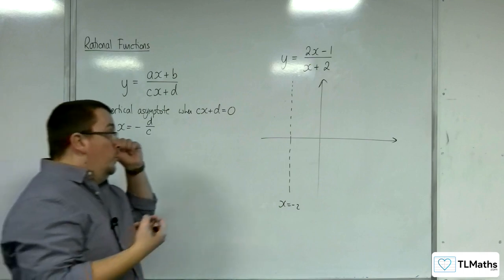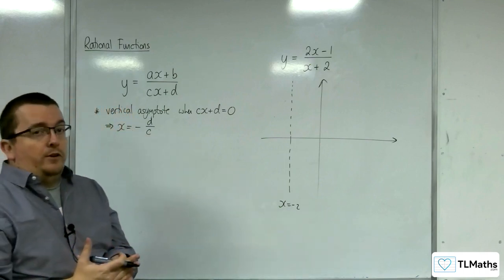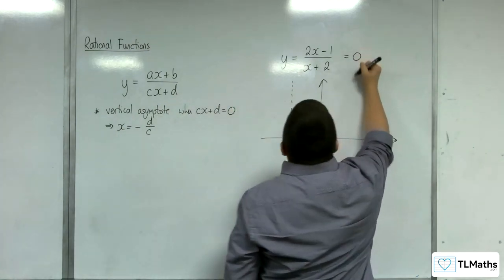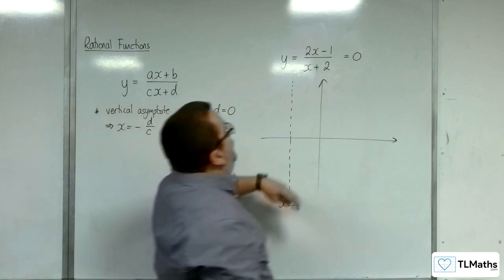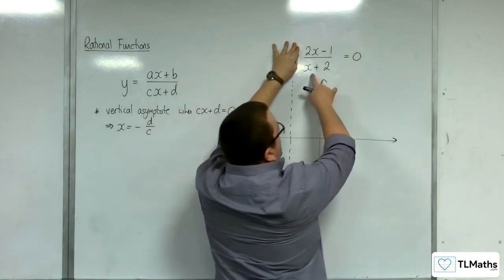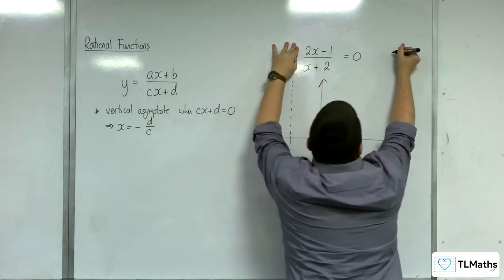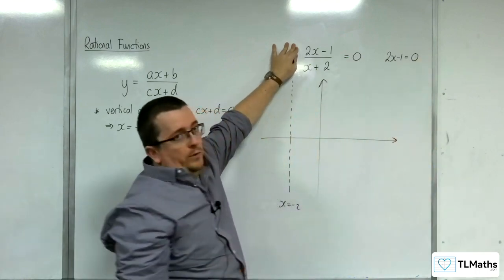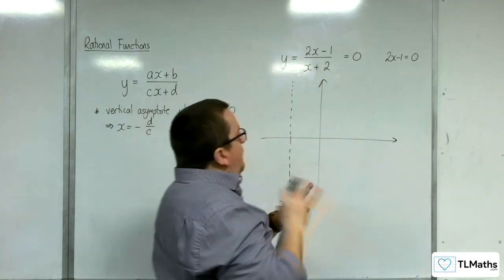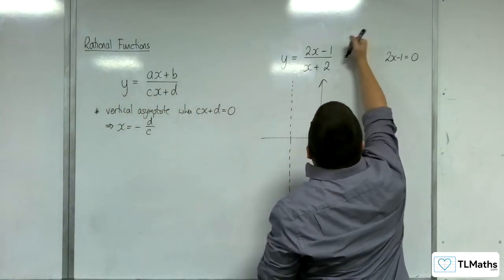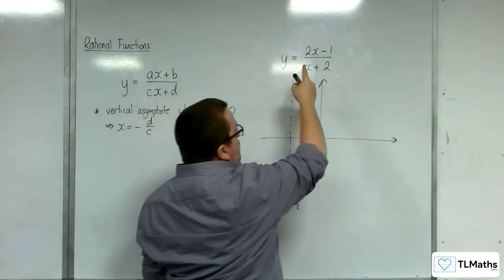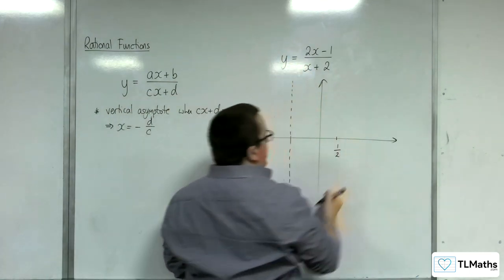What's the next thing that I do? Well, the next thing is I look to see where the graph is going to cross the x-axis. Now, a graph crosses the x-axis when y is 0. The only way that this can be equal to 0 is if the numerator is 0. The only way any fraction can be 0 is if the numerator is 0. Because if I multiply both sides by the x plus 2, I automatically get 2x minus 1 is equal to 0. So the denominator doesn't make any difference. It doesn't add anything to me finding out where it crosses the x-axis. So I can immediately identify that it must cross the x-axis at 1/2. That is the value when the numerator is 0. So I'm going to pop that onto my sketch.